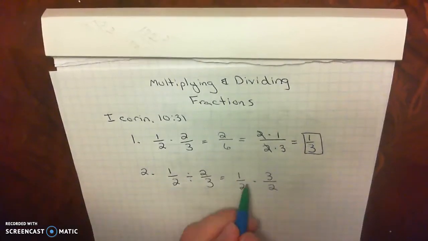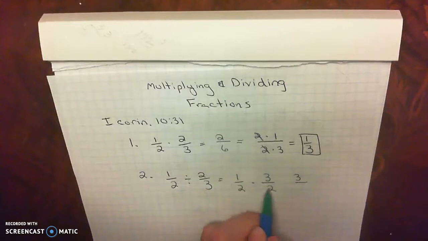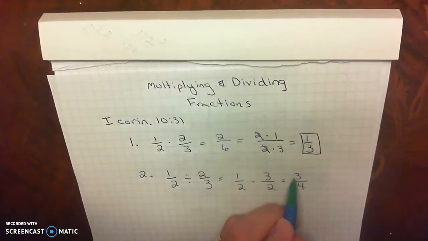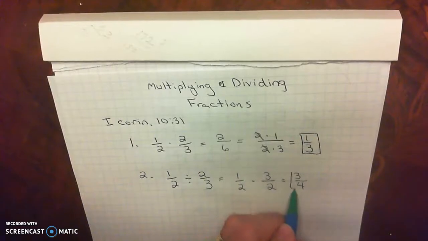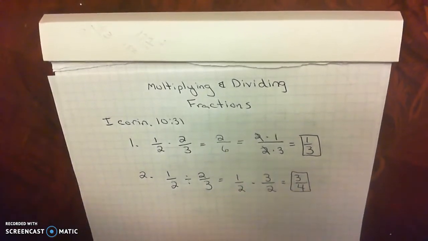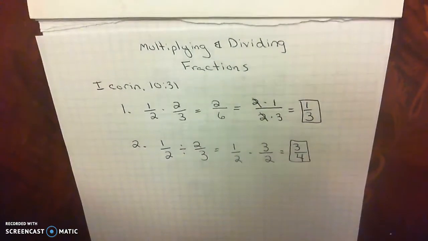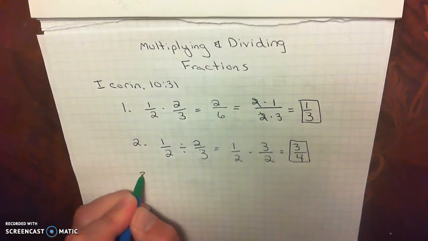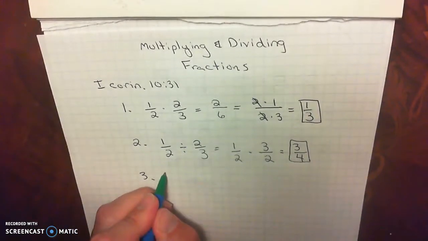Now we can go ahead and multiply the numerators together and multiply the denominators together. And if you look at the factors of 3 and 4, the only common factor they have is 1, so we are fully reduced. Okay, let's look at a little bit of a problem with some bigger numbers.